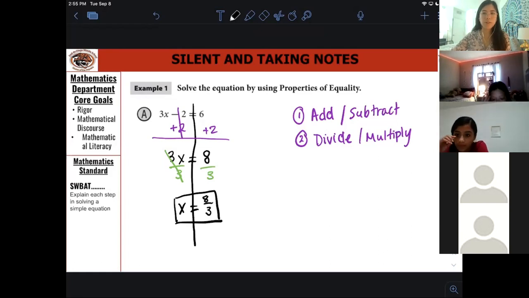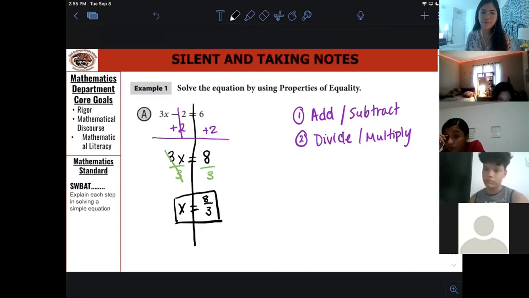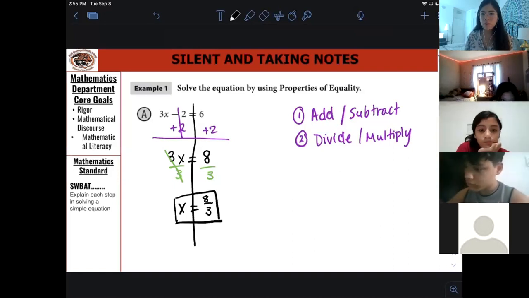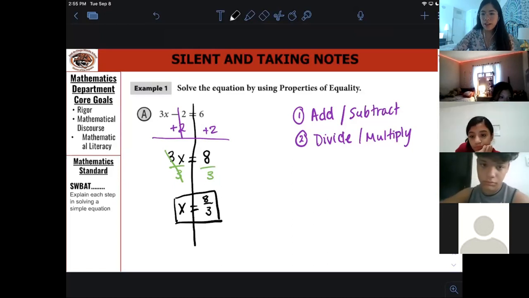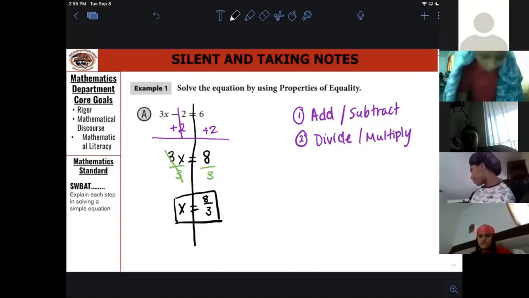Right, and Guillermo said 2 2/3. You might see it like that as well, but for algebra, keep it as an improper fraction. Good questions. All right, let's go to the next example. It's going to look very similar.